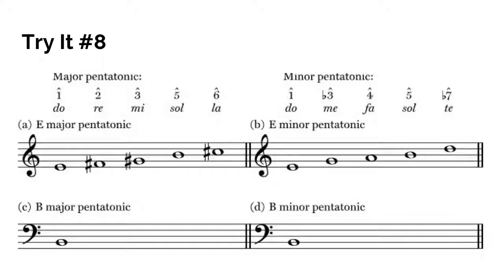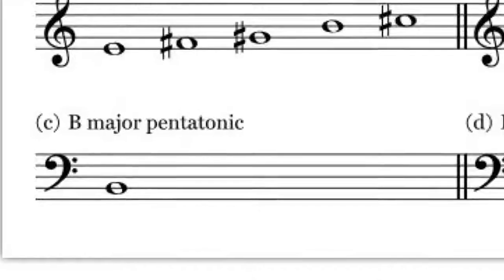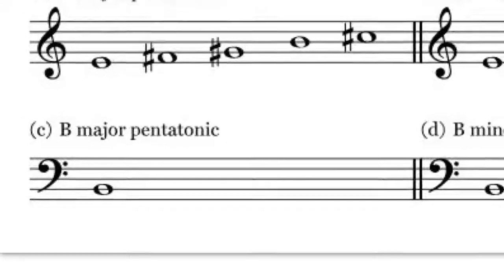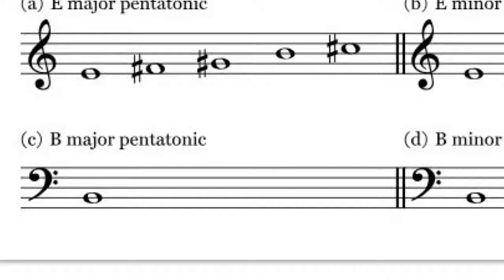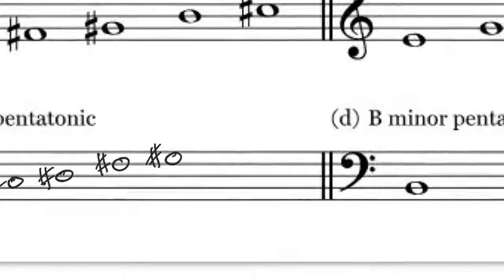All right, so let's figure out our major and minor pentatonic scales. Let's zoom in here. So let's do the B major pentatonic. So we need scale degrees 1, 2, 3, 5, 6. So we need C sharp, D sharp, F sharp, G sharp.